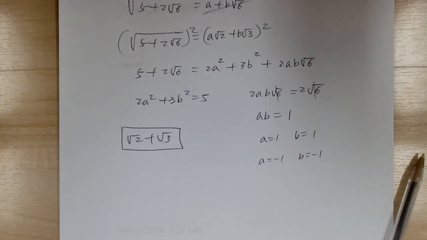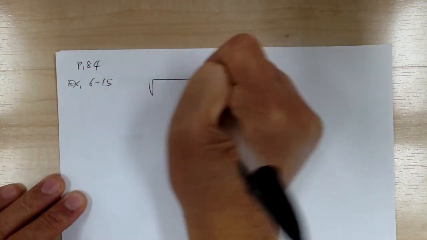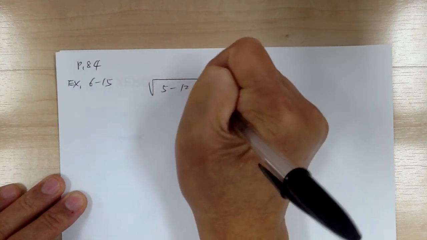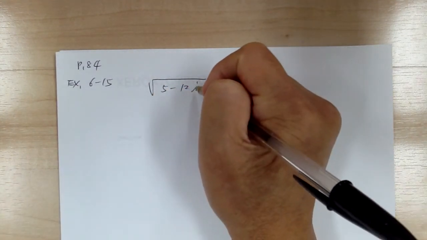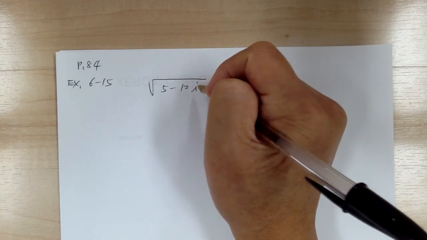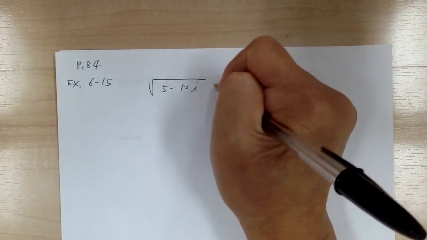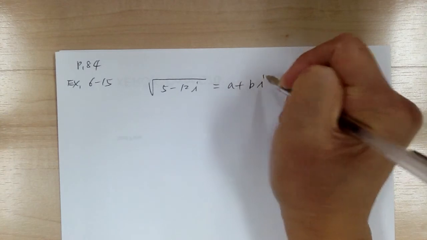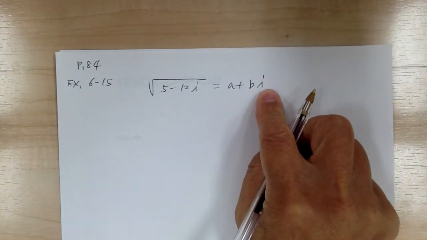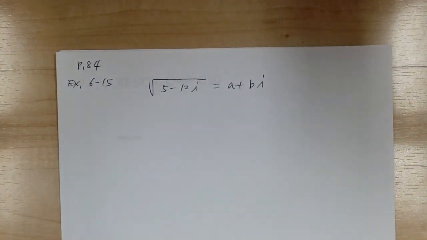Okay, and now let's go to the next example. Let's go to page 84, example 6-15. You got square root of 5 minus 12i. Now, instead of square root, you have the imaginary number, okay? But remember, imaginary number is what? Square root of -1, right? So using the same idea, you're going to set it equal to a plus bi. So instead of the square root, you have the i, okay? And then you're going to square both sides.